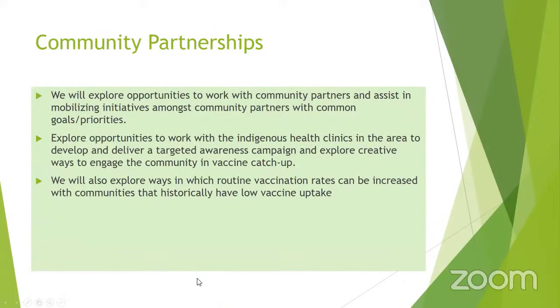And then for community partnerships, this addresses our priorities 4 and 5 about knowledge brokering, health equity. We want to explore specific needs of our communities and work with community partners to assist in mobilizing initiatives that align with our goals and priorities as well. We'd like to further explore the opportunities to work with our Indigenous health clinics in our area and develop and deliver targeted awareness campaigns that explore creative ways to engage their communities in vaccine catch-up. And we will also explore ways in which routine vaccination rates with communities that do have lower uptake historically can be improved.